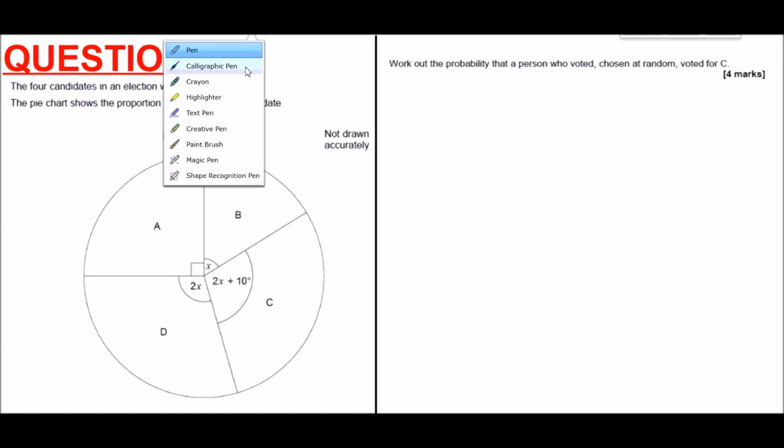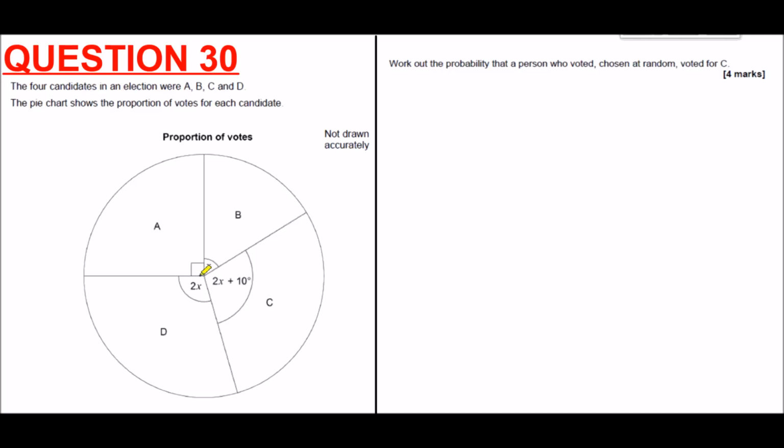Question 30, one of the last 2 questions now. We've got 4 candidates in an election, A, B, C and D. I've got a pie chart showing the proportion of votes for each candidate. What we need to do here is to work out the probability that a person who voted, chosen at random, voted for C. So the key here is we've got all these different x's, and so something tells me it's going to involve an equation.